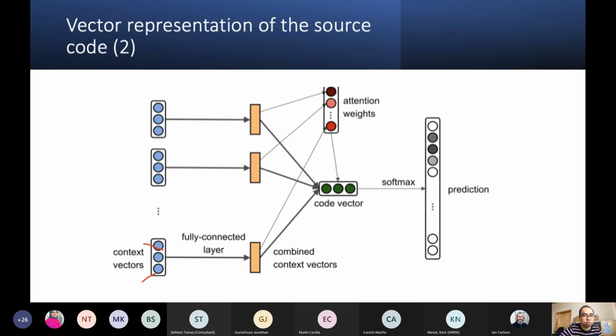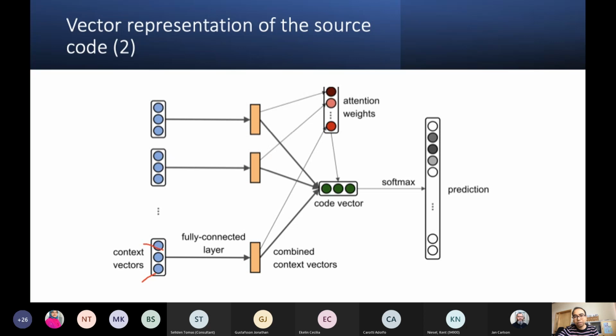These context vectors are then combined or concatenated in the fully connected layer, and these vectors are then sent to the attention layer, which learns the weighted average over the combined context vectors and computes a scalar weight for each of them.